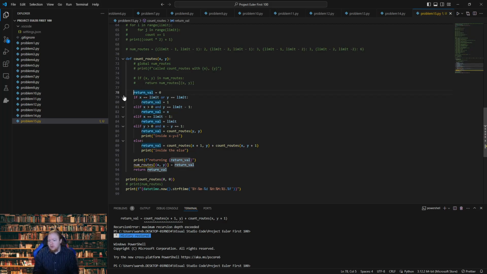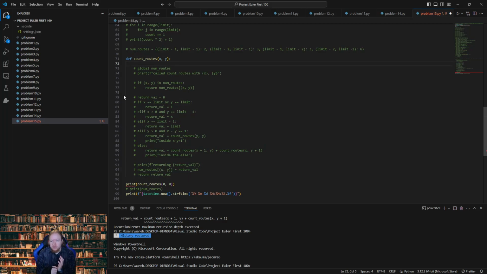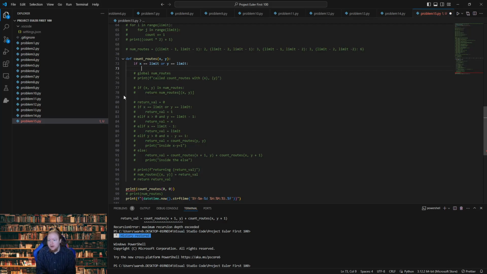So I'm going to effectively comment out all of this and write new code at the top. I'm not going through all of this old code because it didn't work. But let's see if we can get my new idea working for just the simple case of a 2x2. So here, what we want to do is if x is equal to the limit, or y is equal to the limit, return 1. We found a path.